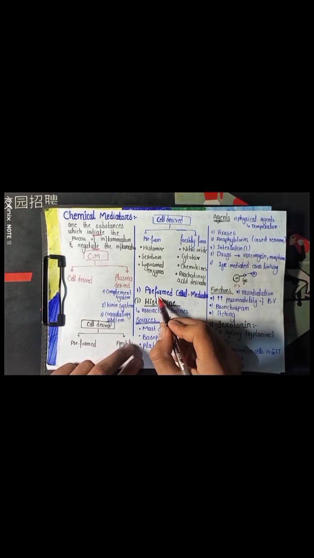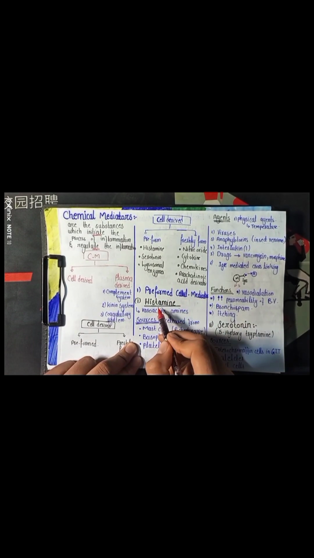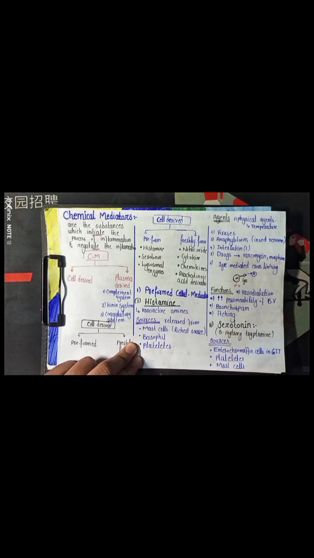So first of all we start with the free form cellular mediators, in which the first one is the histamine. Histamine is a vasoactive amine and it is released from the mast cell, which are the richest source of the histamine, and they are also released from the basophil and the platelets. The agents responsible for the release of the histamine are the physical agents like excessive high temperature or the extreme low temperature. Certain viruses also cause release of the histamine, and anaphylatoxins like insect venom, interleukin-1, certain drugs like vancomycin and the morphine, and there is also IgE-mediated release of the histamine from the mast cell.